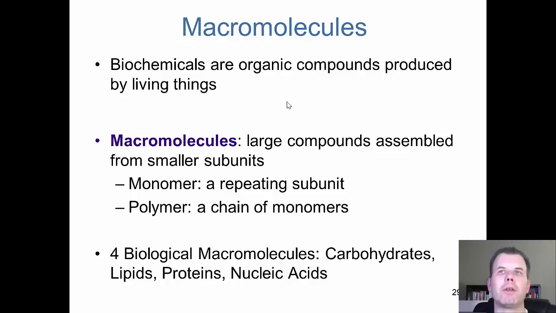Okay, and so macromolecules are large compounds assembled from smaller subunits. So we always talk about a monomer, which is a simple unit, and the polymer, which is a chain of monomers. Okay, and the four macromolecules are carbohydrates, lipids, proteins, and nucleic acids. And so again, carbs, lipids, proteins, and nucleic acids.